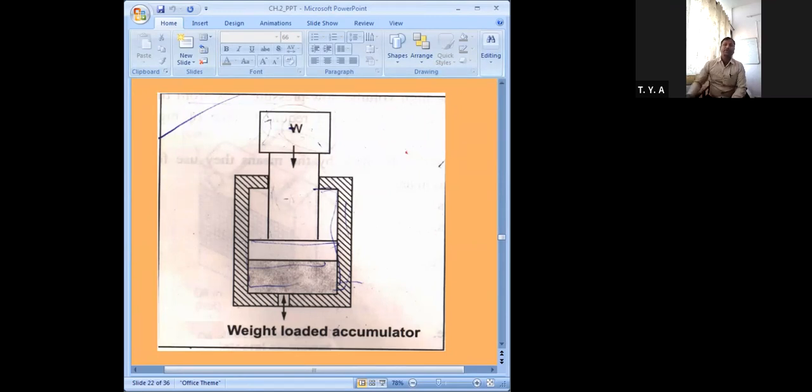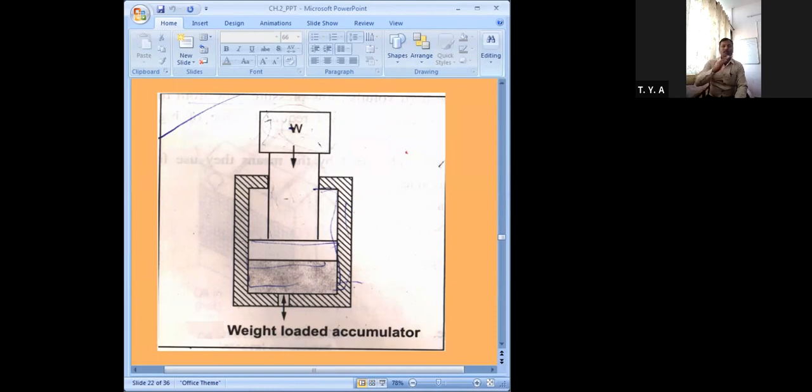Whenever the pressurized fluid is required, at that time from this port the hydraulic oil will exit. At that time, due to the dead weight which is placed on this plunger or piston, the fluid goes through this port. Then it goes to the further actuator or wherever it is required.